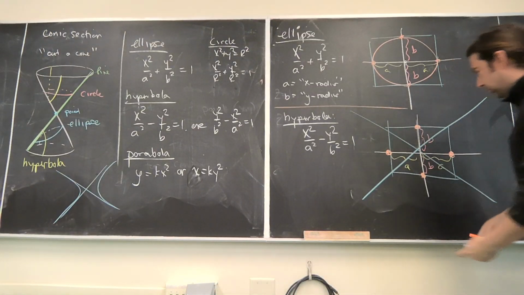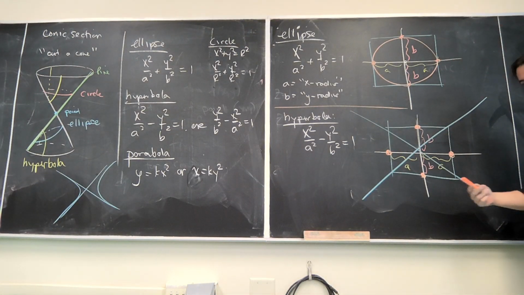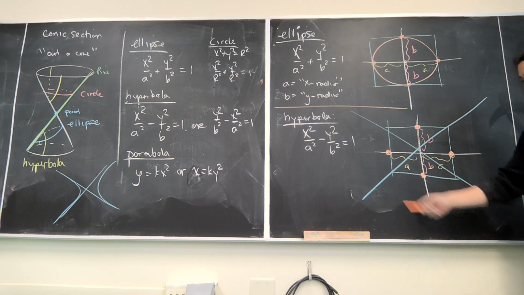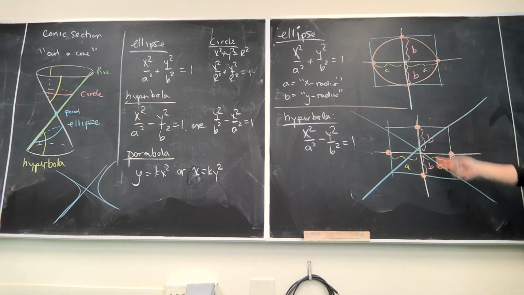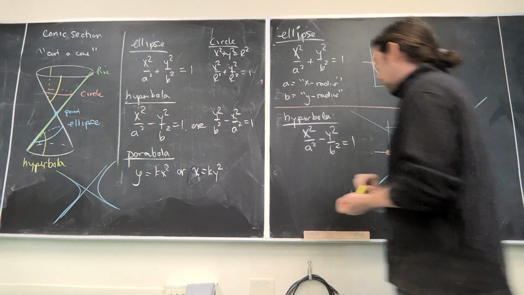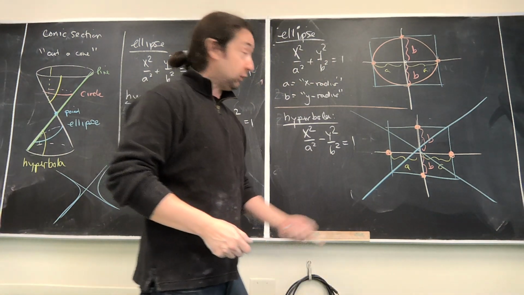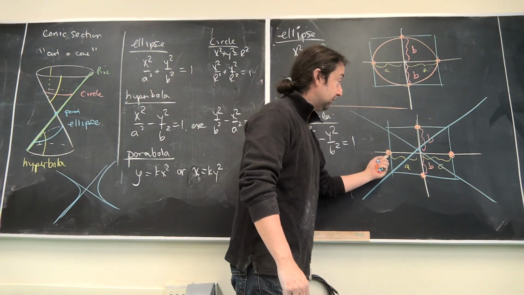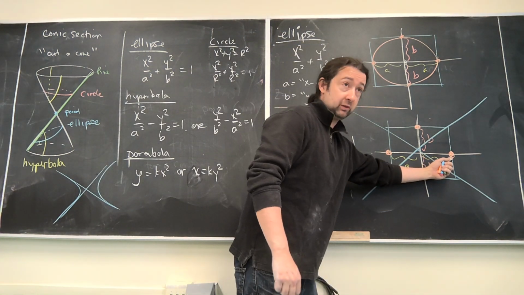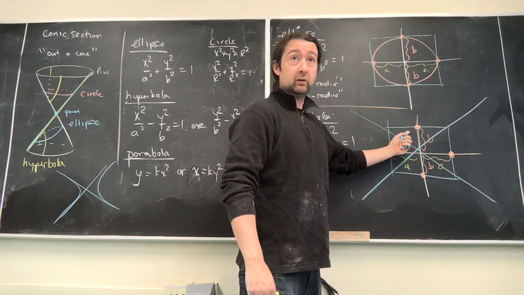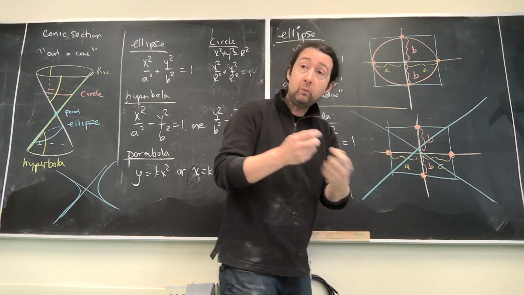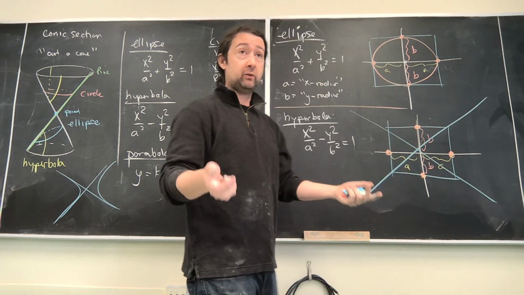I know that it's got branches. You can either memorize this or you can derive it. I just derive it. It's either opening left and right or up and down. And without memorizing, you can just tell by plugging in the two possibilities for the vertices. Either y is equal to 0 or x is equal to 0. And only one of those will work for a given equation for a hyperbola.